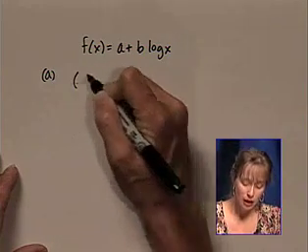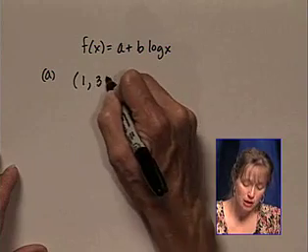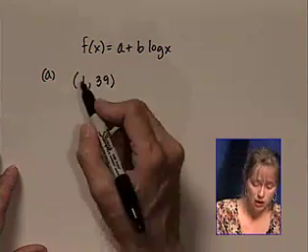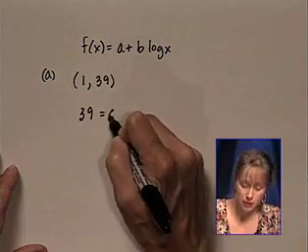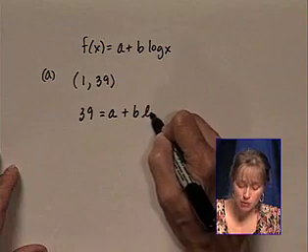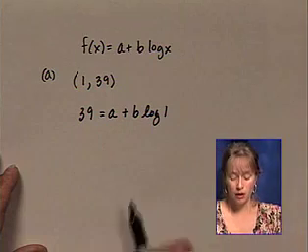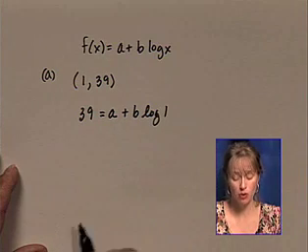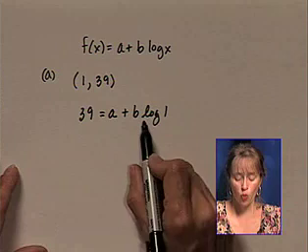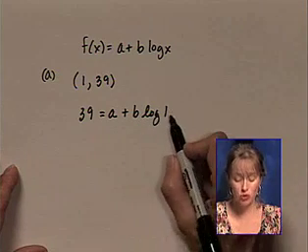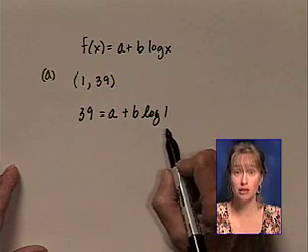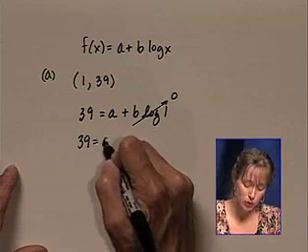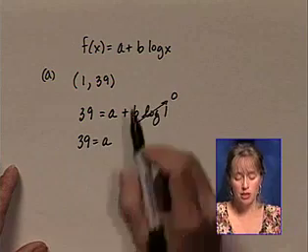For example, if I use the data 1, 39 and substitute 1 for x and 39 for f of x, what happens is I get 39 is a plus b times log 1. Well, if you use a calculator and evaluate log 1, you'll find that its value is 0. Or you could think about it, what it's saying is, what exponent do you attach to 10 to get the number 1? And you know that 10 to the 0 is 1. So this term drops to 0, and I immediately know that a is 39. But I still need to know b.